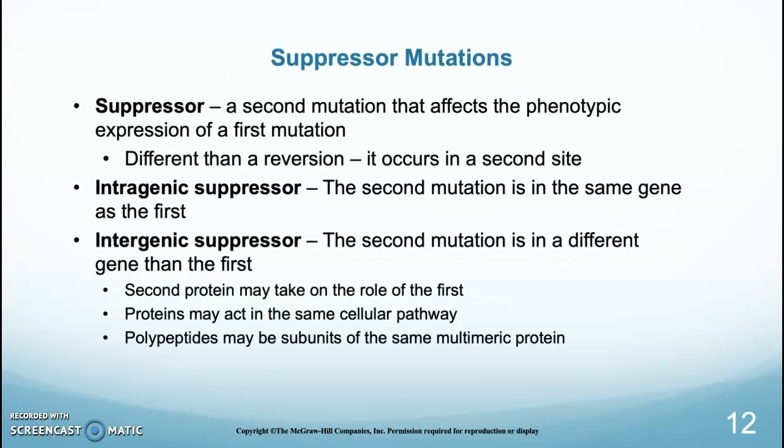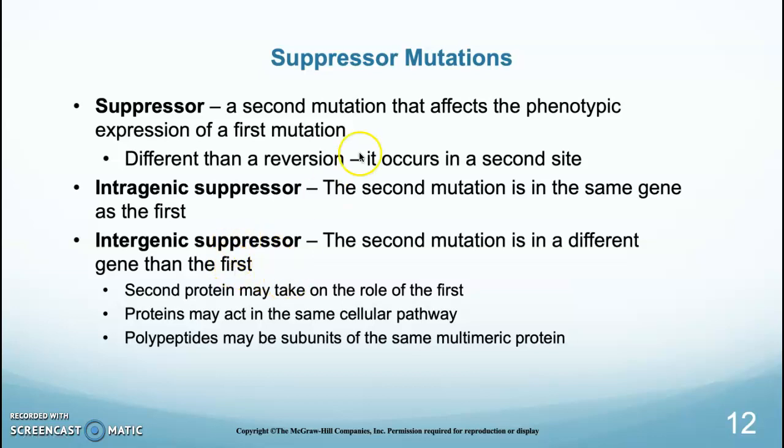The next thing I want to talk about are suppressor mutations, and these are a secondary mutation that can affect the phenotypic expression of a first mutation. So we're talking about two mutations in this case. These are different than reversion, even though they may look the same in the sense that the function has been given back, but it's two different mutations, so it occurs at a second site. We can have ones that are within the same gene, called intragenic suppressors, so a second mutation in the same gene as the first, or we can have intergenic suppressors, and that means that the second mutation is in a different gene than the first.